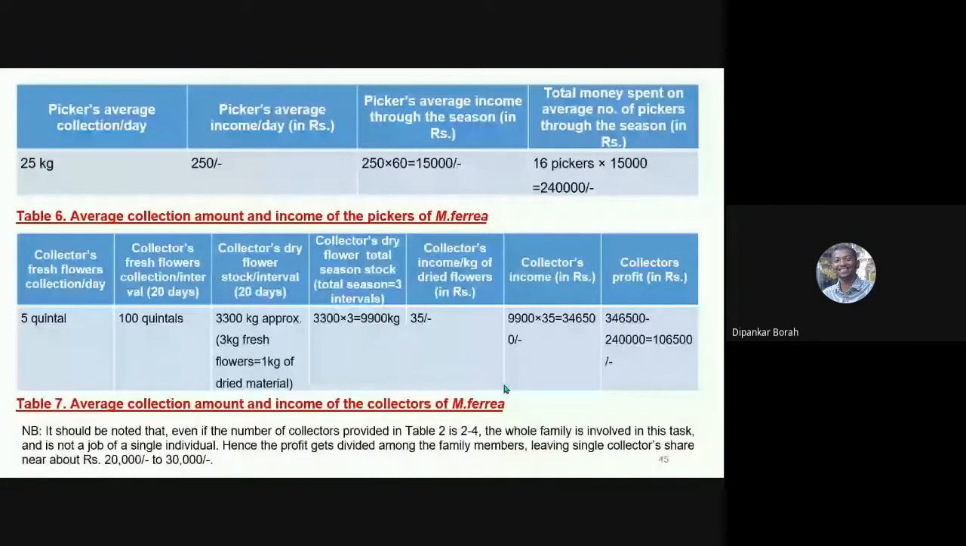Table 6 shows the average collection amount and income of pickers of Mesua ferrea. The pickers' average collection per day is 25 kg and 10 rupees is given per kg. Therefore, the pickers' average income per day is 250 rupees. The pickers' average income throughout the season is 15,000 rupees. The total money spent on the average number of pickers throughout the season is 2,40,000 rupees.